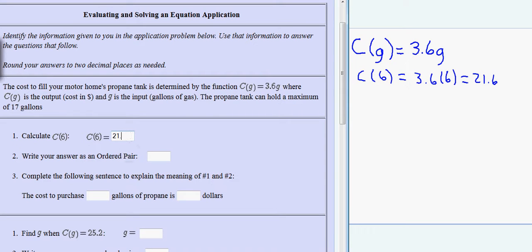Then they want us to write that as an ordered pair. So as an ordered pair, the notation is always left parenthesis, input first, which was 6, comma, the output that you get, which was 21.6, and then right parenthesis.